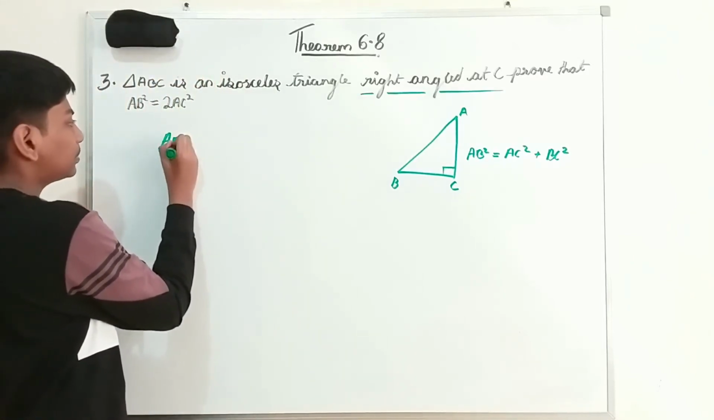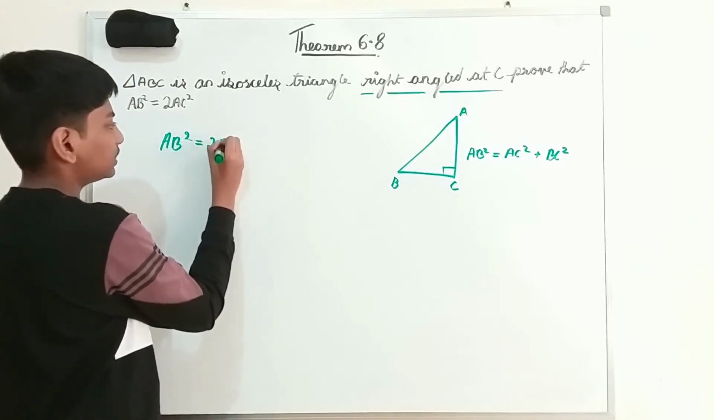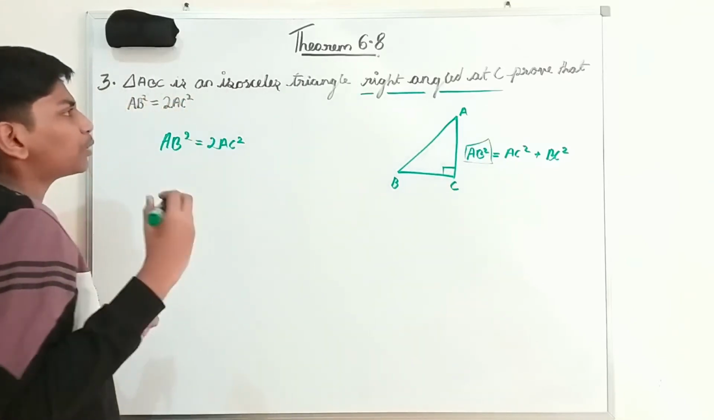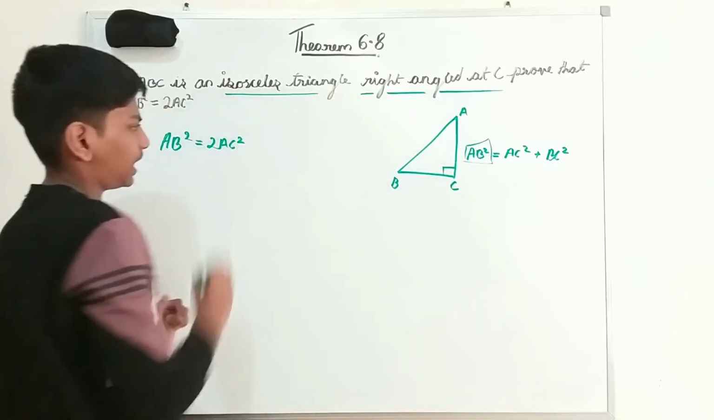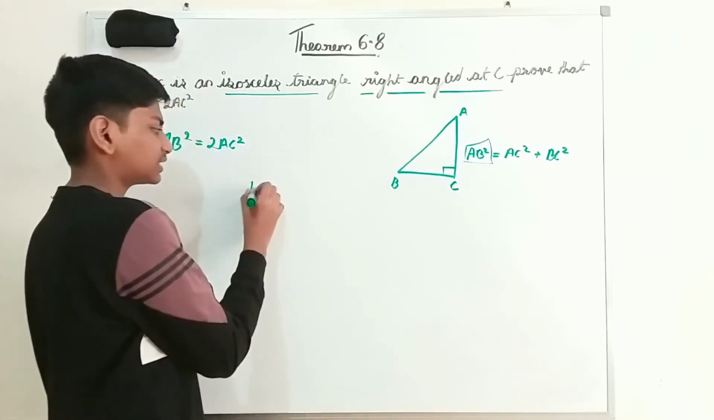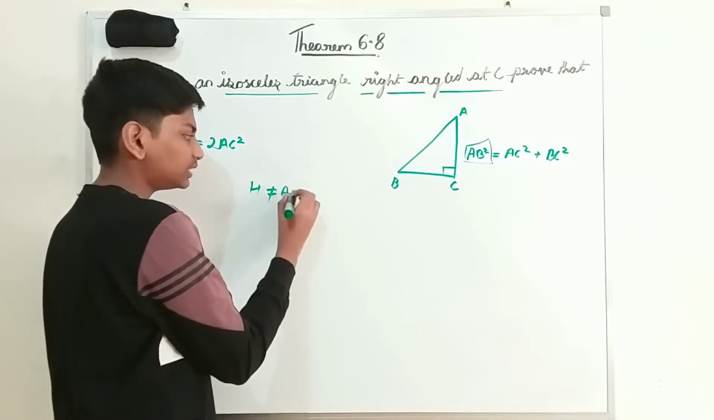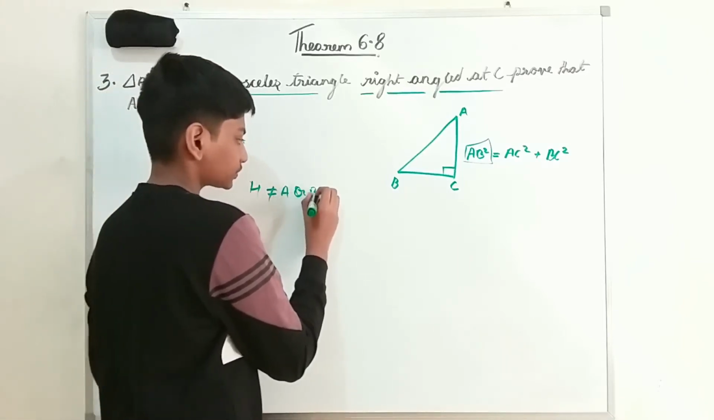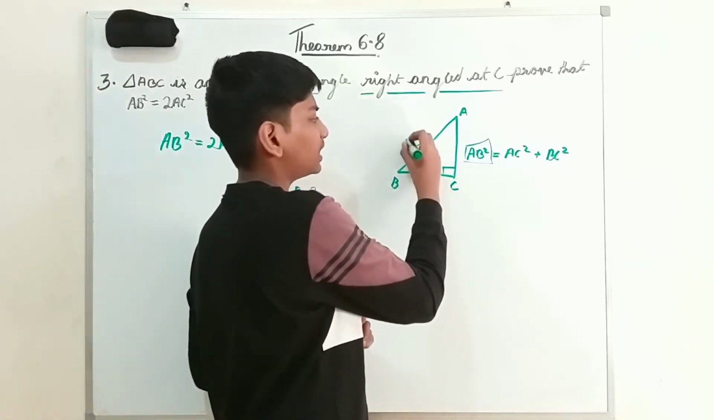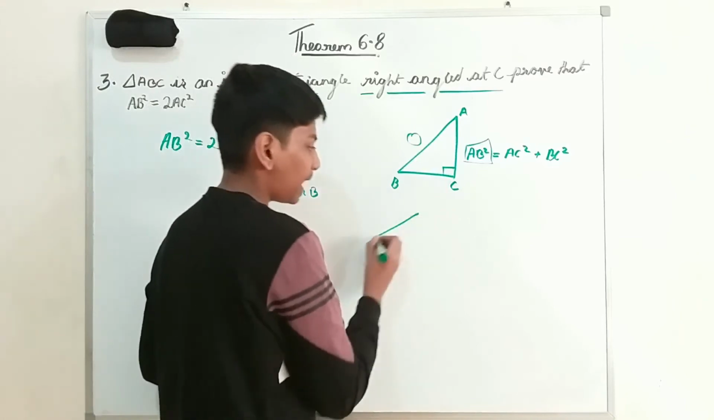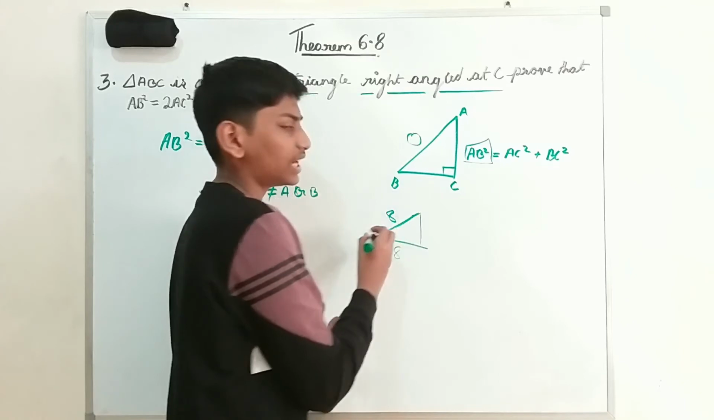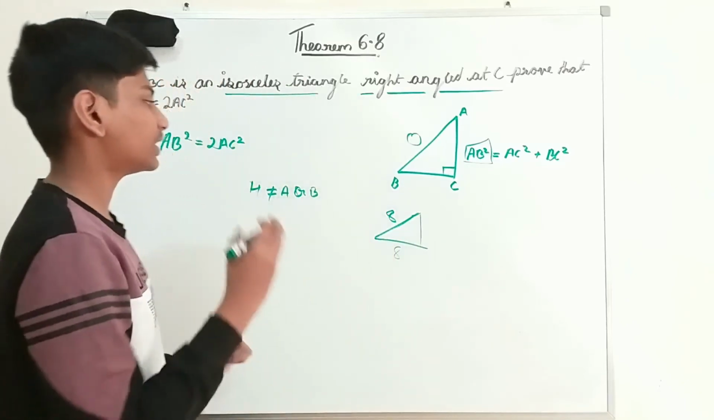So AB square is equal to 2AC square. Our hypotenuse is going to be AB. So what is the speciality of an isosceles triangle? Any two sides are going to be equal, right? And the hypotenuse cannot be equal to an adjacent or a base, because in the beginning itself I told you the hypotenuse is always going to be the larger side. If I have this as 8 and this as 8, I cannot consider this line as the hypotenuse, right? So it will be wrong.